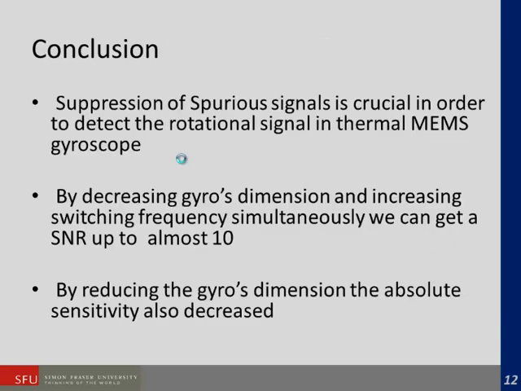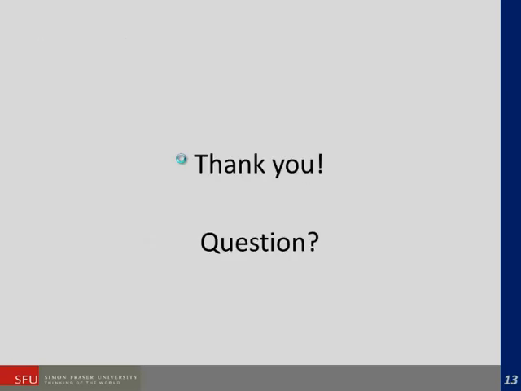So for conclusion, we know that we have to suppress this spurious signal in order to detect the rotational signal in the gyro's output, and through our simulation we showed that by increasing the switching frequency and decreasing the dimensions, we could get a signal to noise ratio of up to almost 10. But at the same time, the drawback is that the sensitivity is decreased. This research is still in progress, so we hope that in the near future we can also increase the sensitivity. Thank you, and any questions?